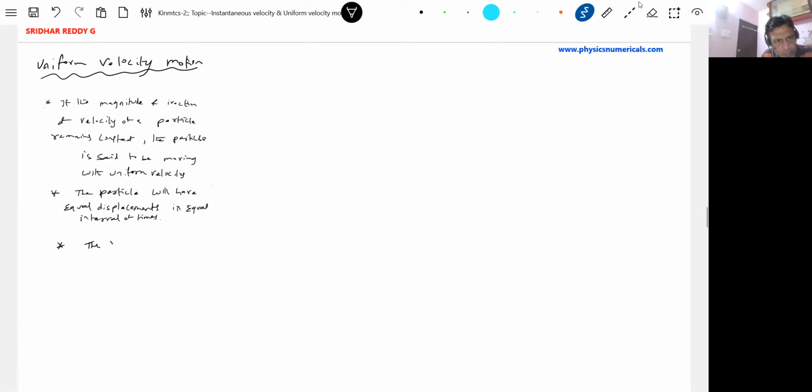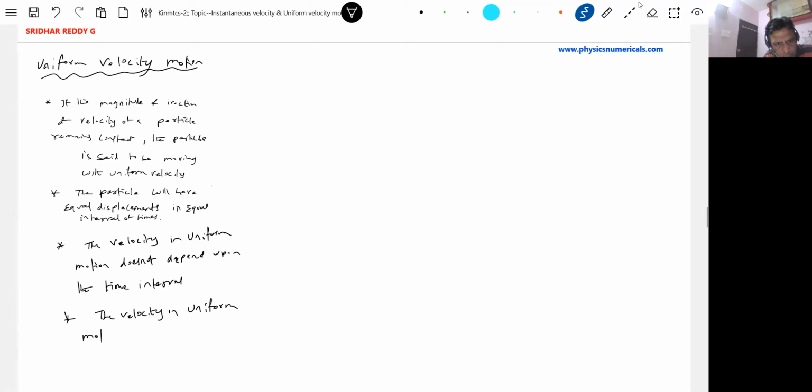The velocity in uniform motion does not depend upon the time interval. So here also the velocity in uniform motion is independent of choice of origin also.